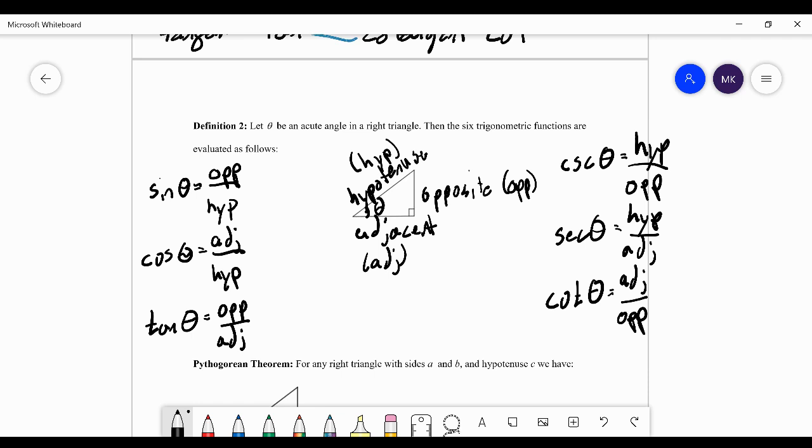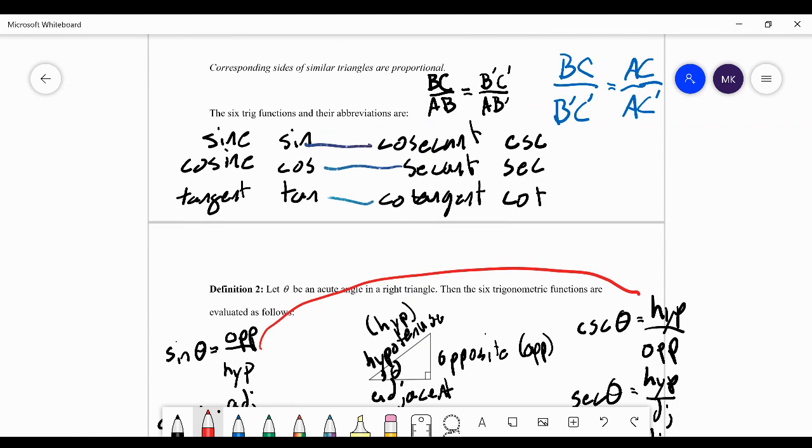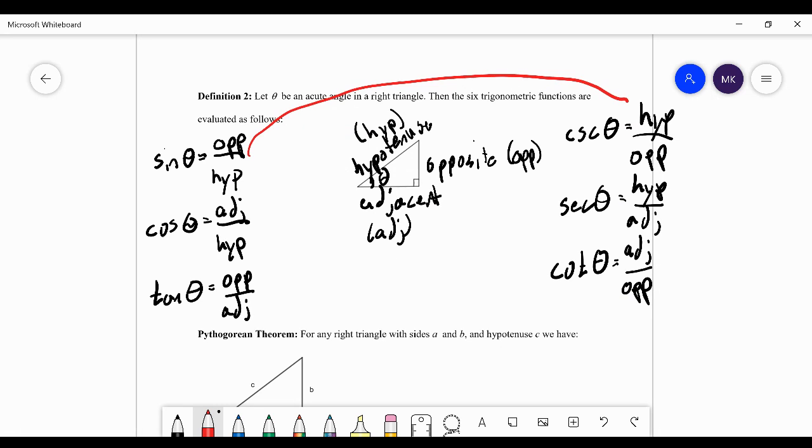So notice if we look at these, grab a different color. Okay, the sine of theta is opposite over hypotenuse. Cosecant, which was linked to sine, is hypotenuse over the opposite. So they're very simply just the inverses of each other. They're the fractional inverses. In other words, just flip that fraction over and we get it.